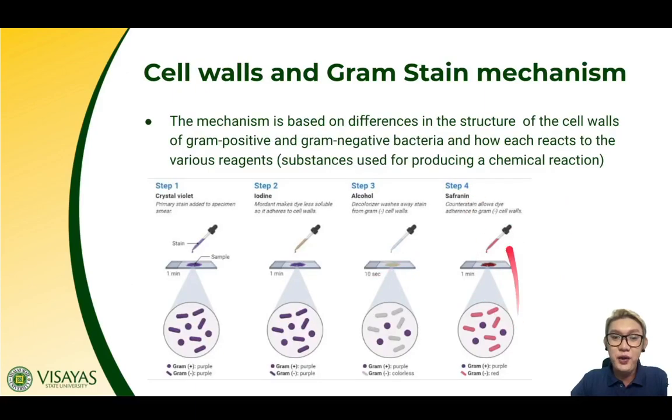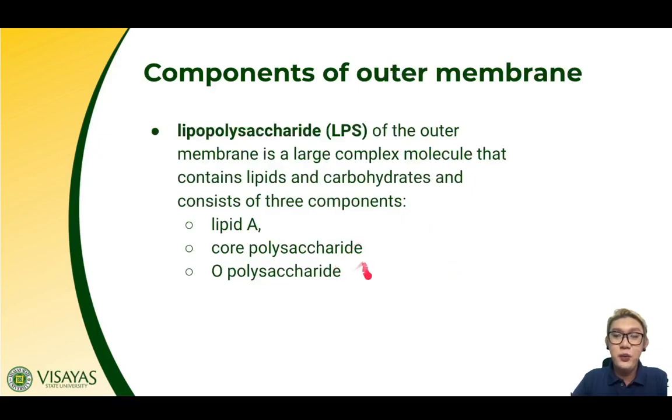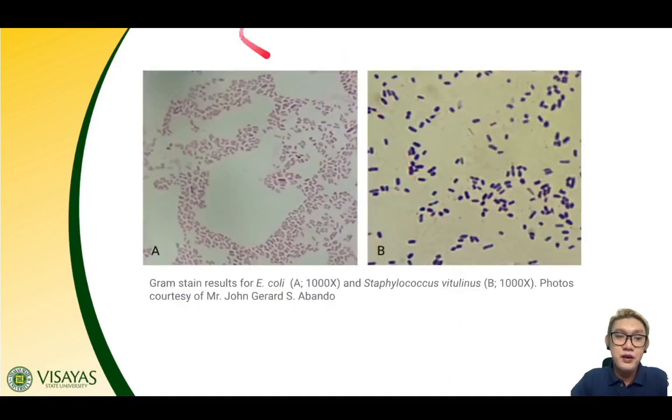Okay, so what happens if you add safranin to a gram-negative cell? Of course, since a gram-negative cell is already colorless, it will take up the safranin color, which is red. So it could be, depending on the application, pink to red. However, since the gram-positive cell still has crystal violet in its cell wall, the application of a red color will make it a darker violet. So it could be violet to blue.